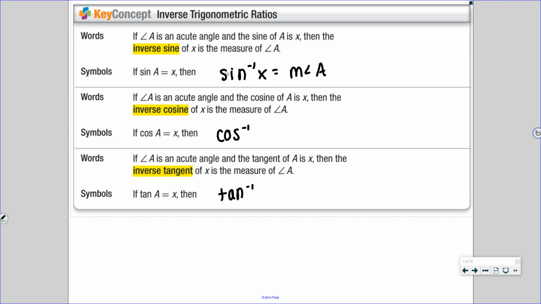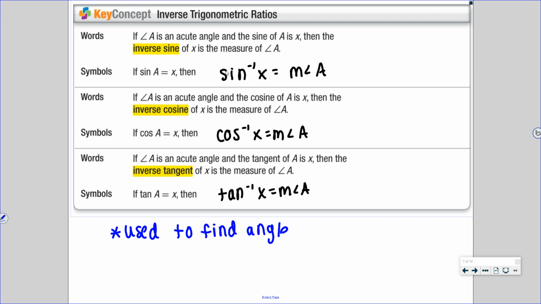Another way to talk about inverses, and you'll get to this in algebra 2, you'll talk a lot about inverse functions, is you switch their inputs and outputs. Okay, so for sine, we put in an angle, we get out the ratio. So for its inverse, we put in the ratio and it feeds out the angle. All right, so same for all of these. So last thing I want you to do, write this, that these inverses are used to find the angle measures.